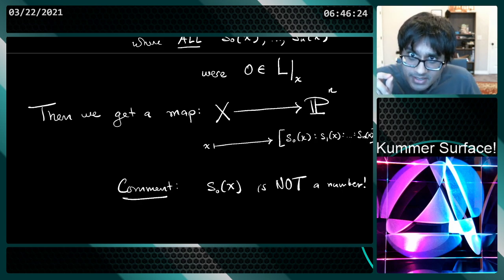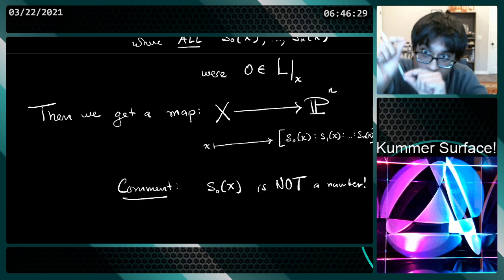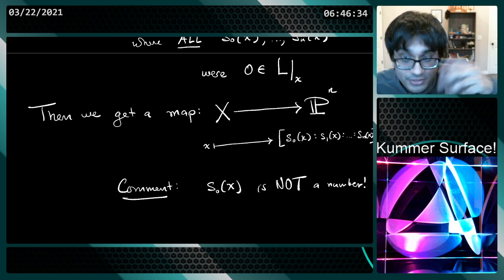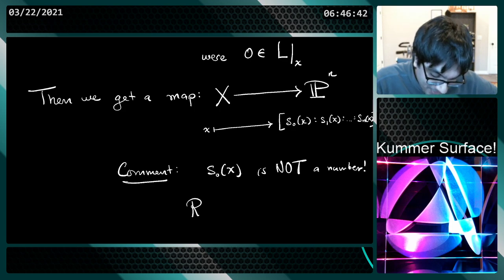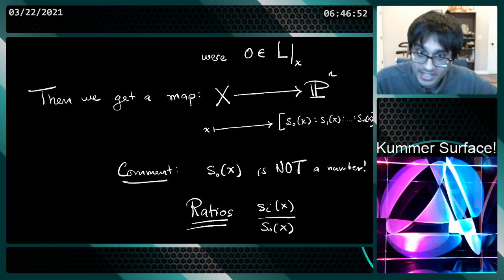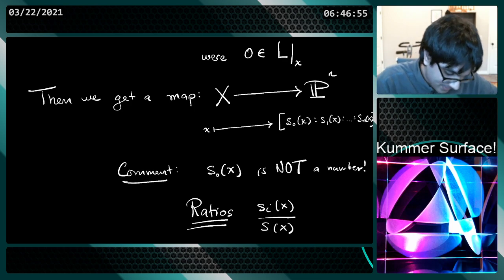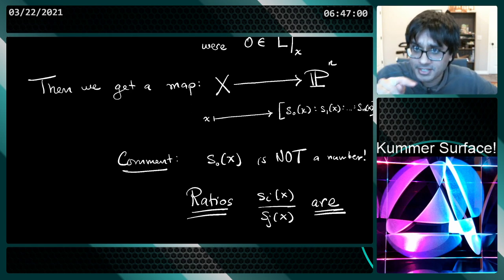However, the scalar that makes S naught of X and S1 of X differ, the scalar multiple that takes one of those vectors to the other, or vice versa if one of them's 0, that's a number. The ratio, or Sj right here, are numbers as long as the bottom one isn't 0.